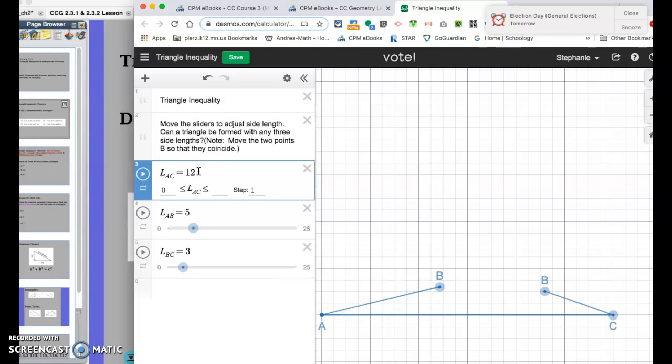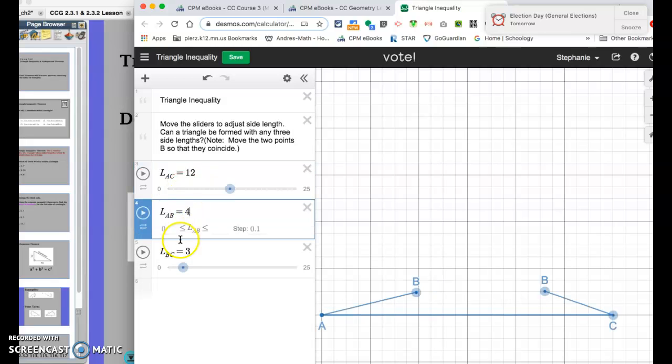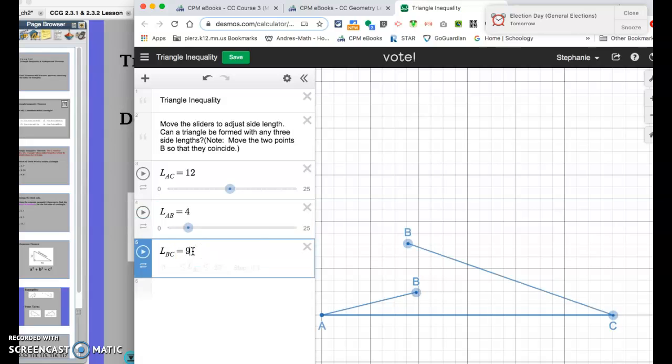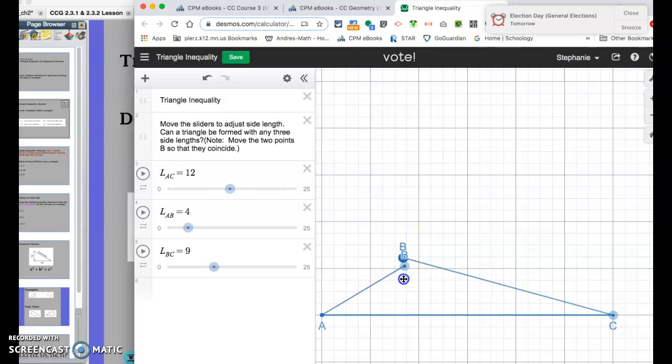Now what if I look at 12, 4, and 9? Notice how when I move my B, I can get them to match up. I know they're not quite matching, it's just the program here, but 12, 4, and 9 make the sides of a triangle. Okay, now we're going to do one more.